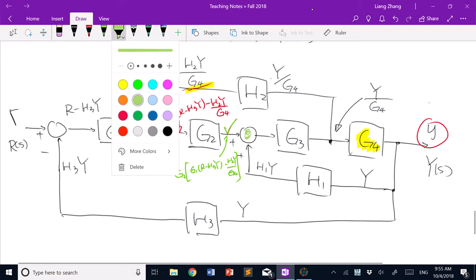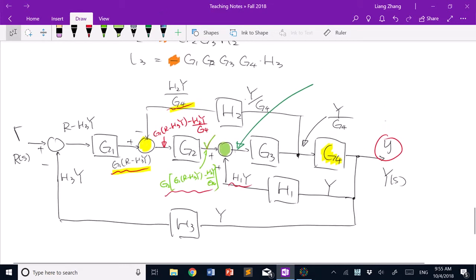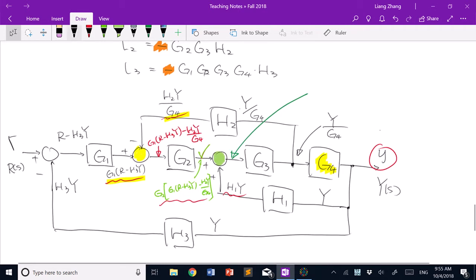Right here. So for this summing junction, again, we have one input and we have the other. That means we can also figure out the signal at the input of G3. This one is also known, so we can write it out. I need a little bit more space. So what is the signal right here?